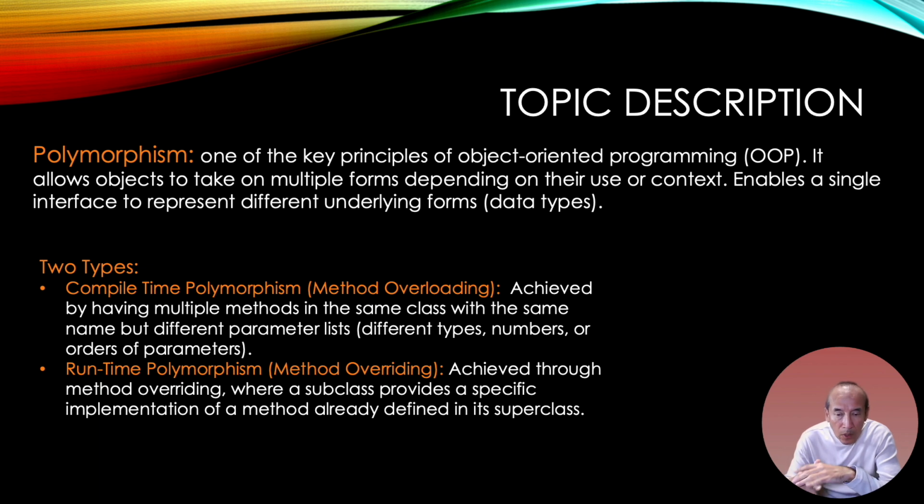Now that's kind of cool, but the one I really want to focus on is runtime polymorphism. That is achieved through method overriding, where a subclass, parent-child, provides a specific implementation for a method already defined in the superclass. So depending on the class at runtime, you will get a different implementation, and we'll see more about that.